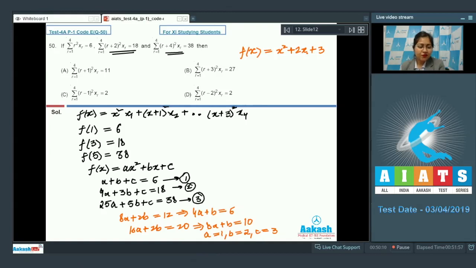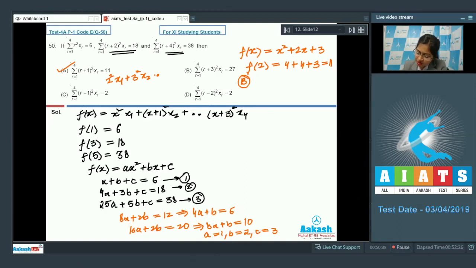Now let us see what we have to find. In option number A, we have to find, let us put r equal to 1 here, 2 square into x1 plus 3 square into x2 and so on, right? That is the value of f of 2. So this will be equal to 4 plus 4 plus 3, that is equal to 11. So option number A is correct.